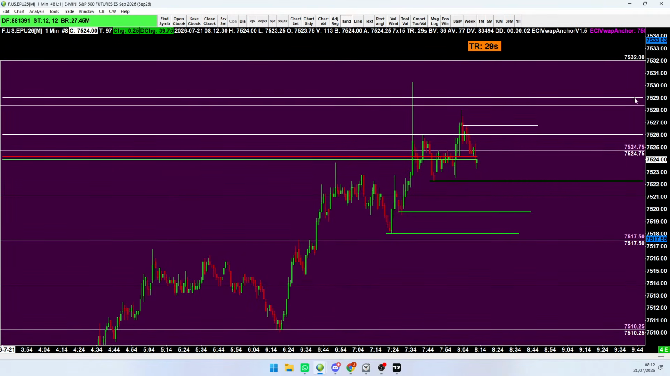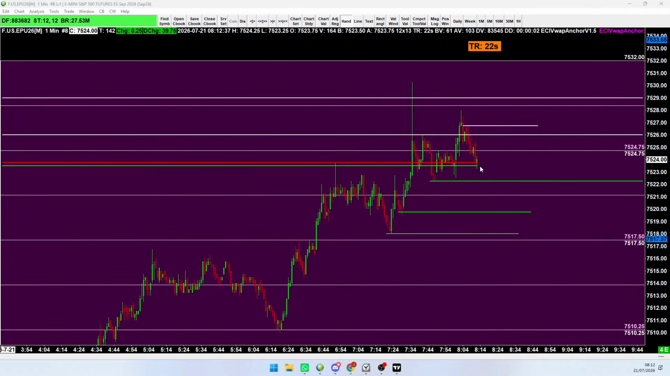Now, it's not a lot of money. It's not the greatest trade in the world. But if you're short 26, that's the only option you have. There's no reason to go long here because you can see the sellers are moving lower. Does that make sense to you guys?